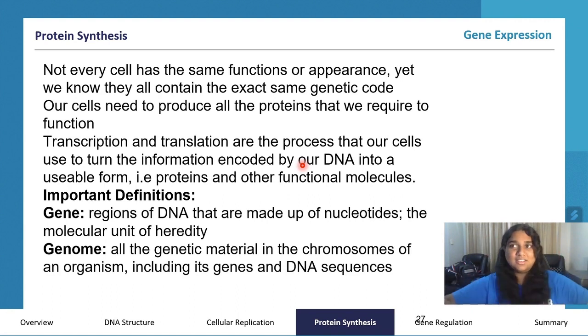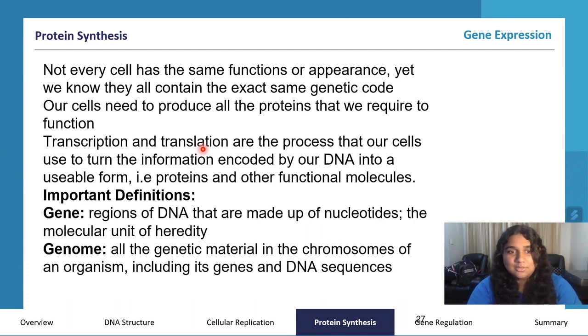Unfortunately, not all of that genetic code is going to be used by that cell because it has a certain structure that it needs to do. And to do that structure and function, they have to produce unique proteins. This process of protein creation is done through protein synthesis, which is broken up into two steps: translation and transcription. Those two together are the process that our cells use to turn the information encoded by our DNA into a usable form, for example, proteins and other functional molecules.